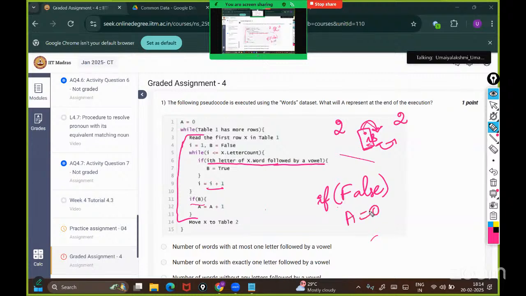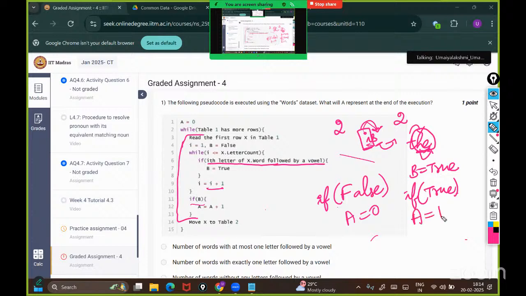Let's say the next element I'm taking is D. Now, the T's next element, is it a vowel? No. H's next element is a vowel. So in this case, B becomes true. Then we have to check if of true. What is if of true? Yes, the condition is true. So A is incremented to 1.